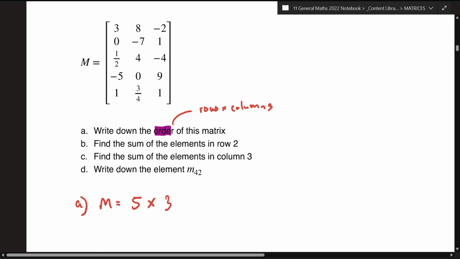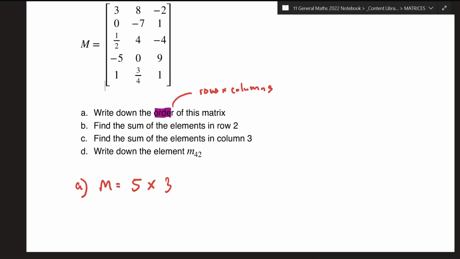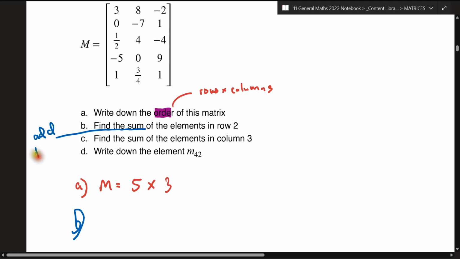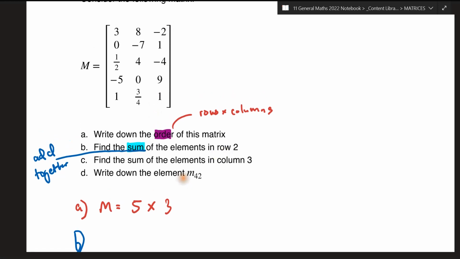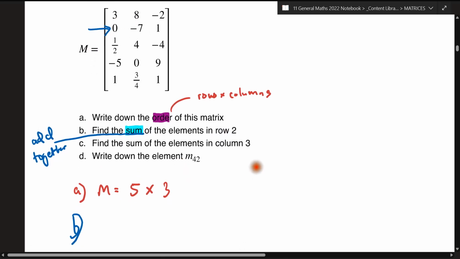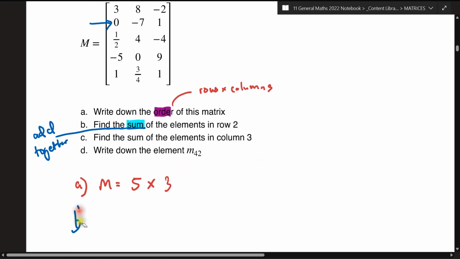B, find the sum of the elements in row 2. We haven't come across this yet, but when you see the word sum, it just means add them all up. Find the sum, add together. So what that's asking us is find the sum of the elements in row 2. If we look at row number 2, we have to add all of the elements there. So in that case, it's going to be, let me fix that up.